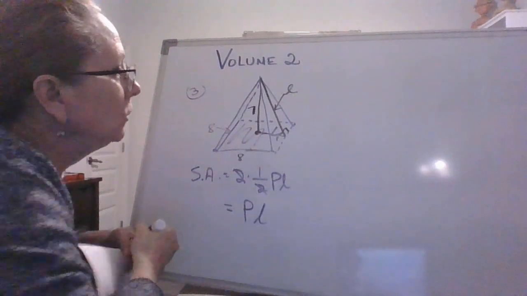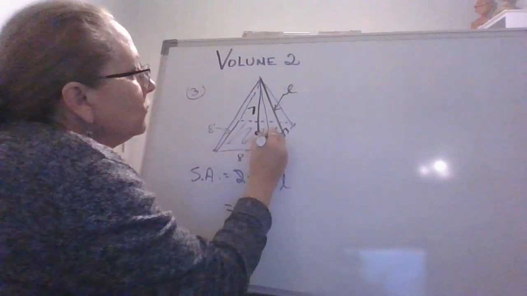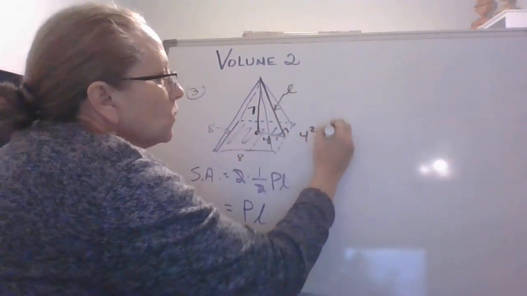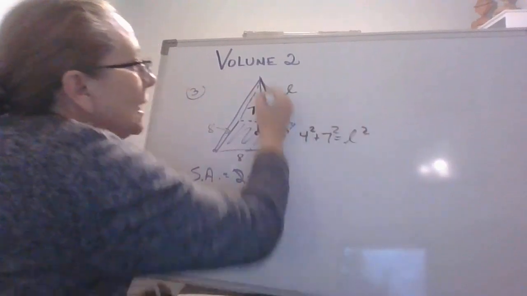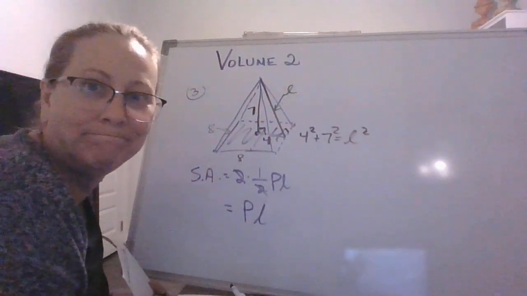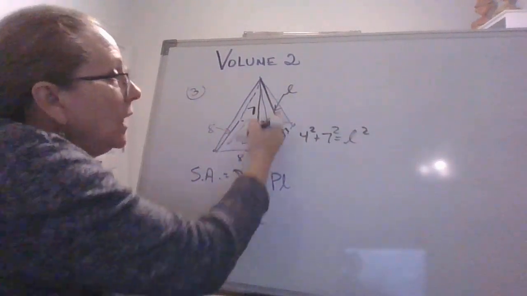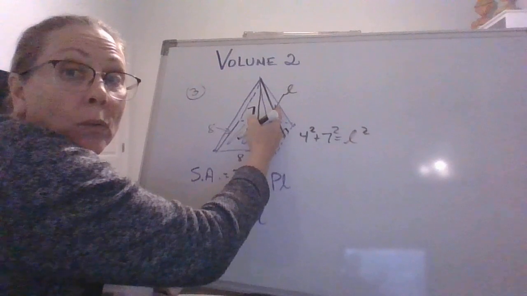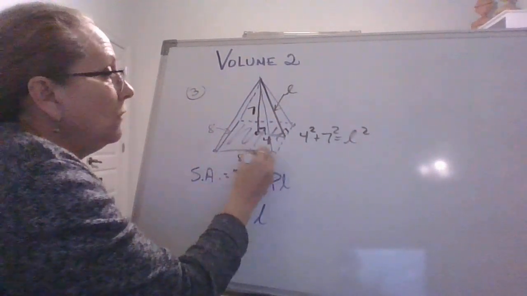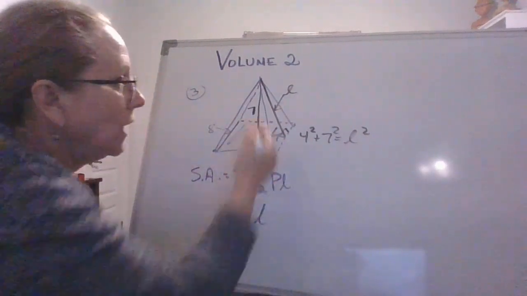Well, our triangle, this side here is half of 8, so it's 4. So our L value is 4 squared plus 7 squared equals L squared because L is our hypotenuse in this right triangle. If you have a missing height, you can use the Pythagorean theorem. If you have a missing L value, the slant height, you can use the Pythagorean theorem. Or if you're missing a side length, and you have the height and the L length, you can use it too.